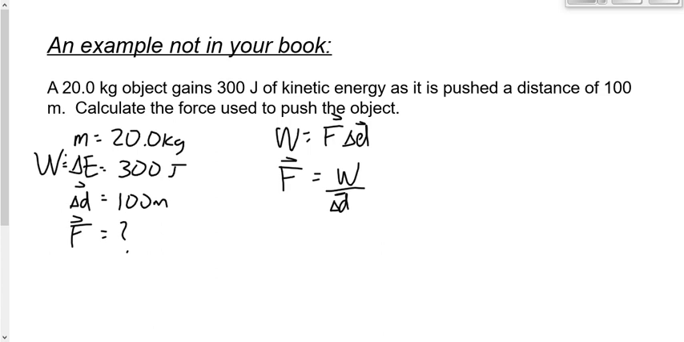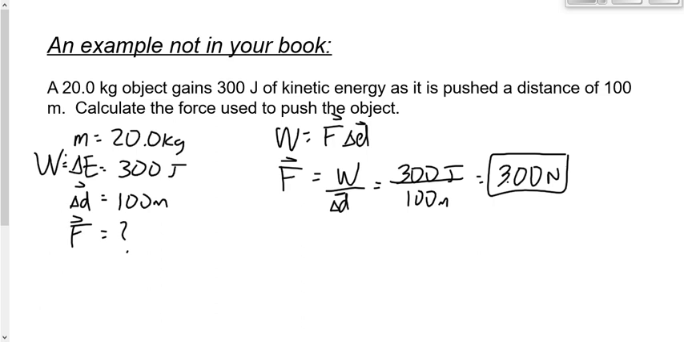What units would work be measured in? Joules. It's energy. It's change in energy, right? Of course it's joules. Work is 300 joules divided by the displacement of 100 meters. What's my force here? 3.00 newtons.